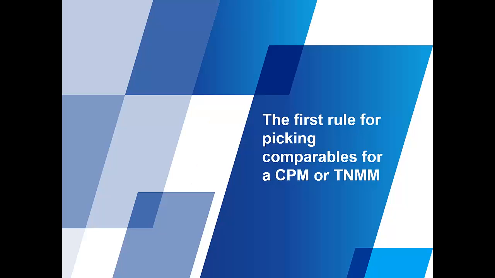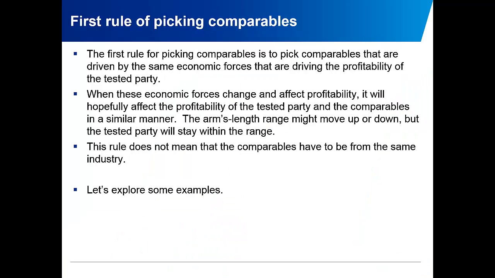Today's topic is some of the rules for picking comparables for a comparable profits method or a transactional net margin method. The very first rule for picking comparables is to pick comparables that are driven by the same economic forces that are driving the profitability of the tested party.